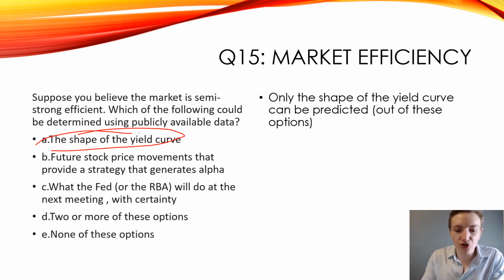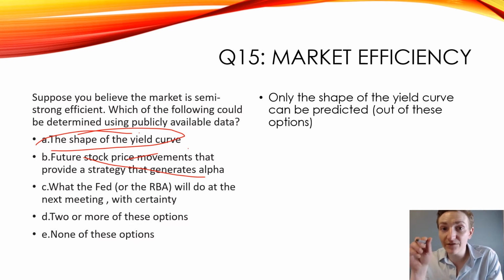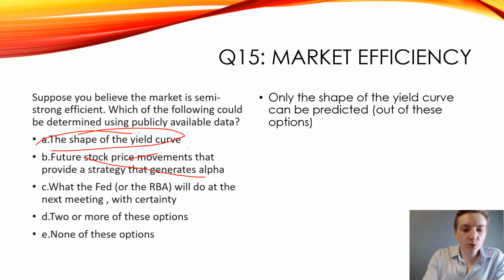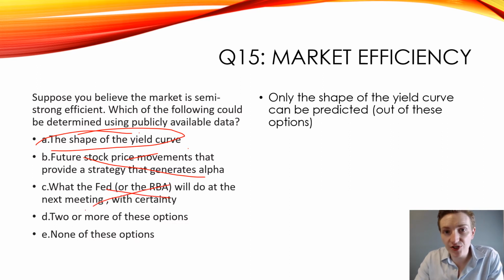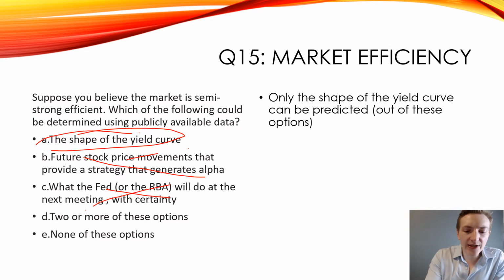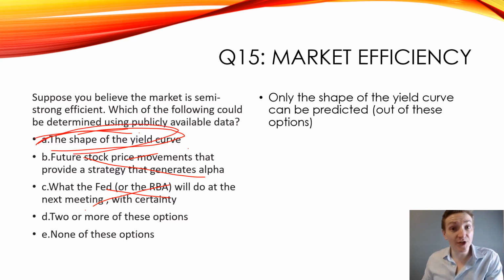The next one is future stock price movements that generate alpha. That should not really happen in equilibrium. Over the long run, we shouldn't be able to get alpha based on publicly available data if semi-strong efficiency holds. Next one is what the Fed will do at the next meeting with certainty. Again, no, that would rely on private information. So only A is ultimately correct in this particular question.